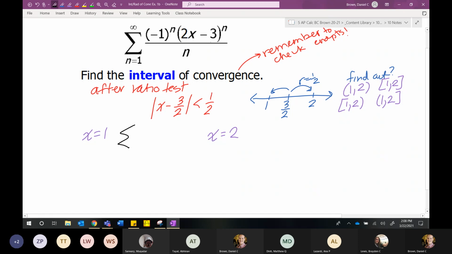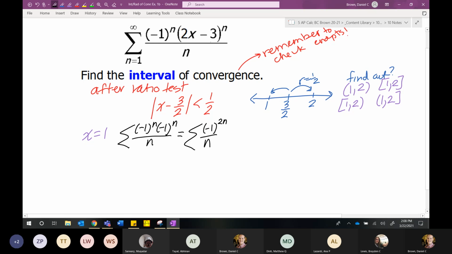So I have the series: negative 1 to the n, times 2 times 1 is 2, minus 3, negative 1 again to the n, all over n. I want to justify that series. It's kind of ugly having negative 1 to the n and negative 1 to the n. But those do have the same base. When I have the same base, what can I do with the exponents? Add them together. That's going to become negative 1, n plus n is 2n.